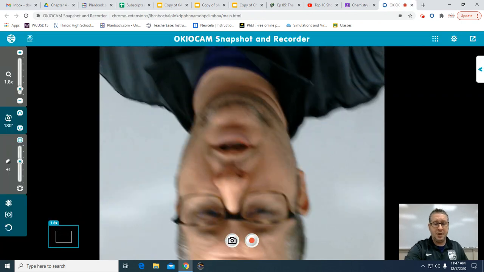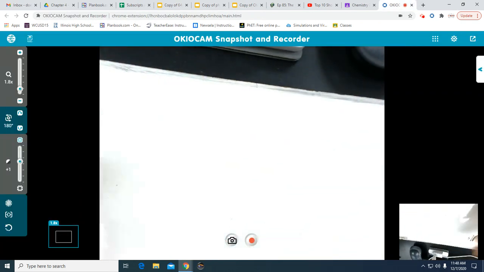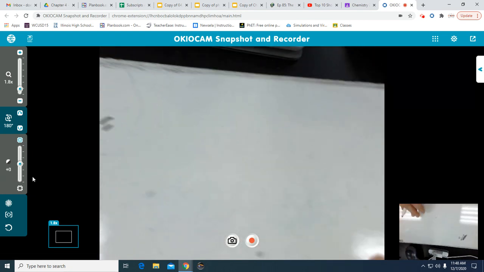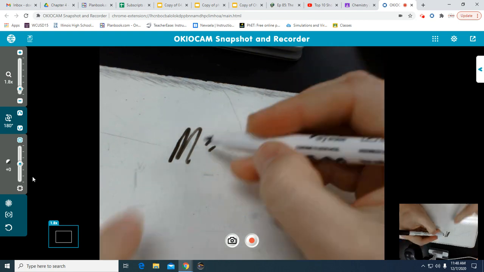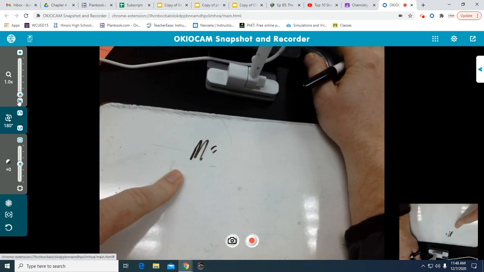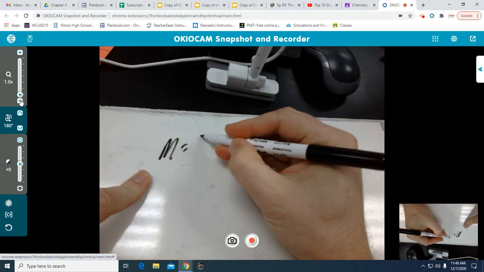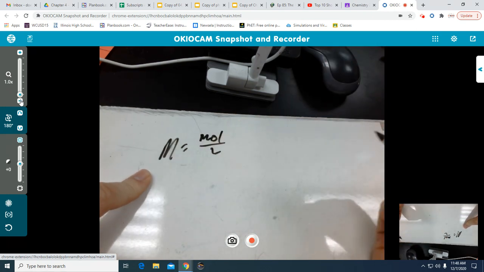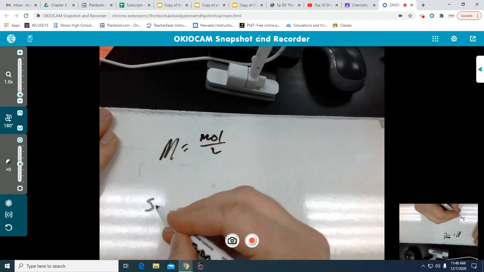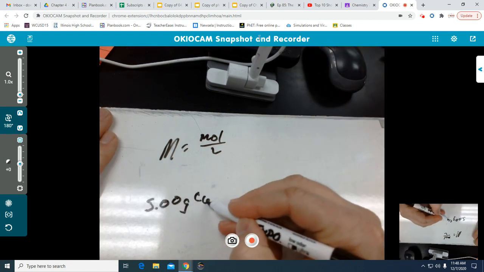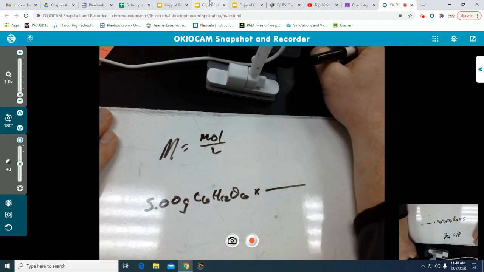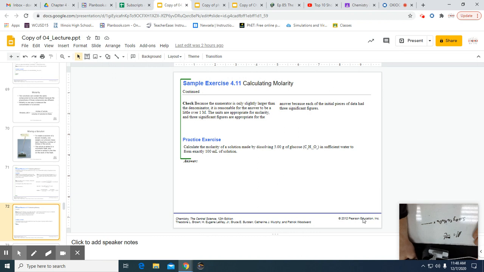All right, so we're going to dim the lights ever so slightly. So again, molarity is equal to moles over liter. Well, we are told that we have 5.00 grams of C6H12O6, but we need to determine how many moles of this we have.